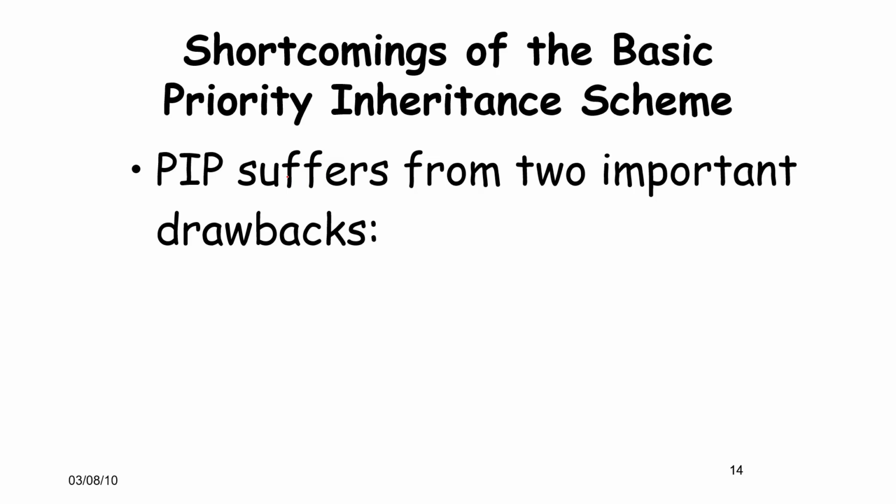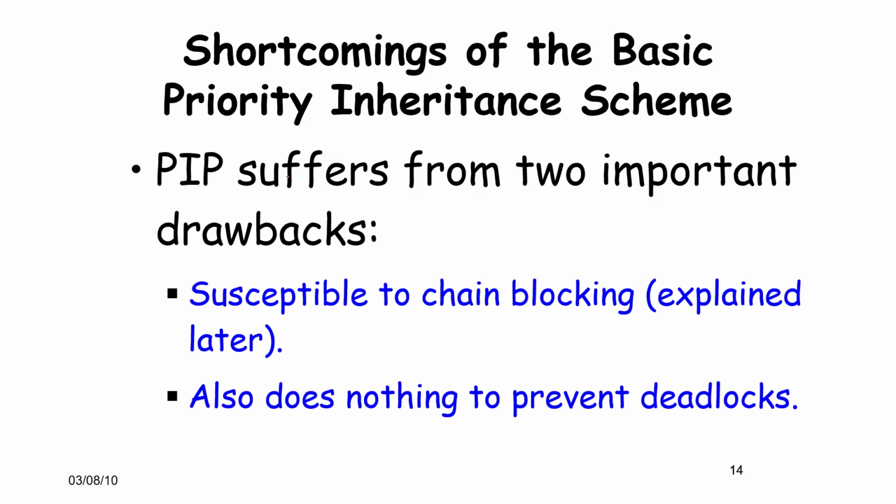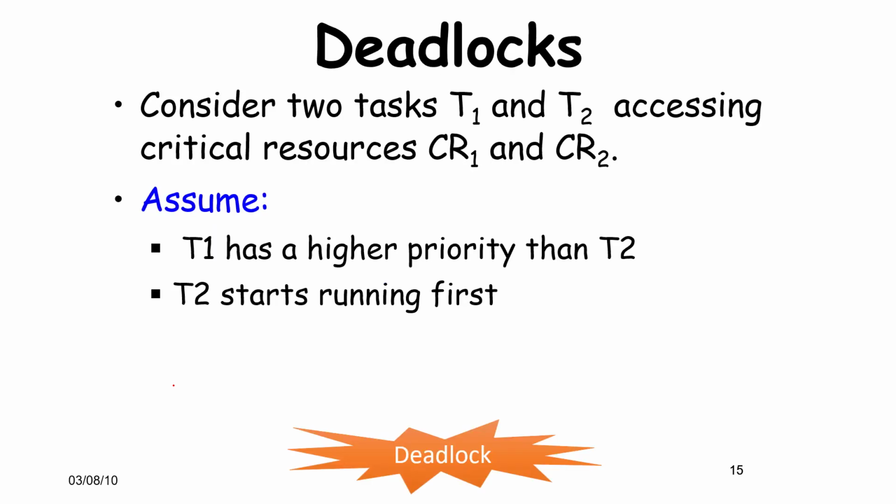So what are the shortcomings of the basic priority inheritance scheme? It has two shortcomings primarily. We will see that there is a phenomenon called chain blocking, which is explained later. And furthermore, we could have deadlocks, in the sense that we could have a cyclic dependency of resources, right? We'll see what chain blocking is one or two slides later. So these are the two primary problems with PIP, which are lack of deadlock prevention and susceptibility to chain blocking. So let's first look at deadlocks, then we will look at chain blocking.